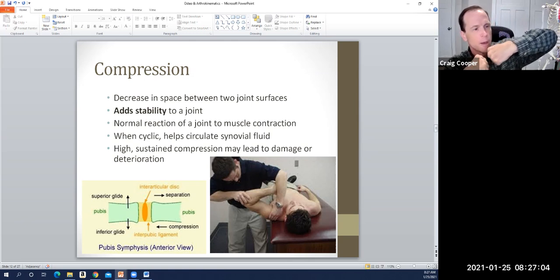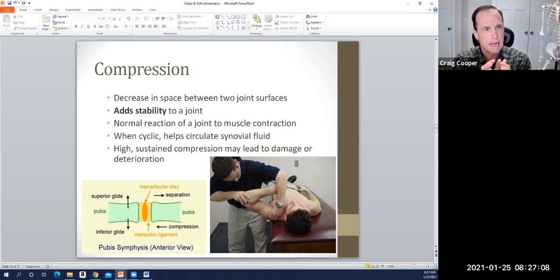But if we're just moving them back and forth, because all that synovial fluid is contained in that joint capsule and it's a finite space, as we move those bones relative to each other, it allows that synovial fluid to move around and help bathe the ends of the joint. And that's believed to be beneficial from a health perspective for those joints.